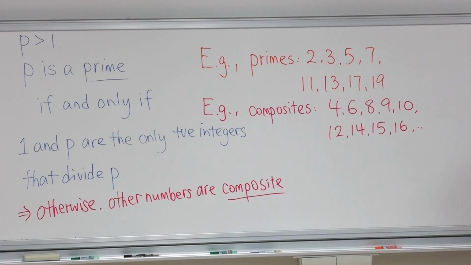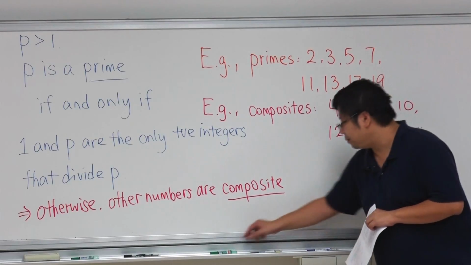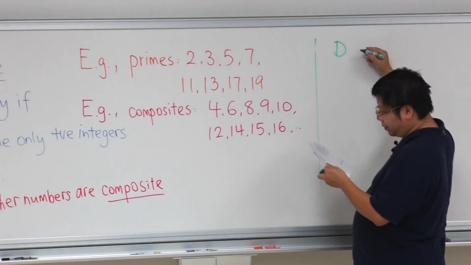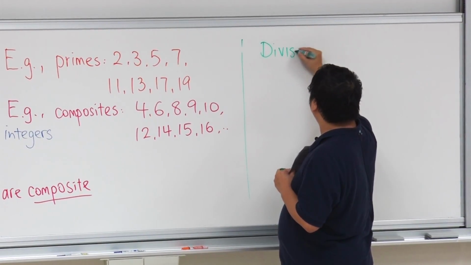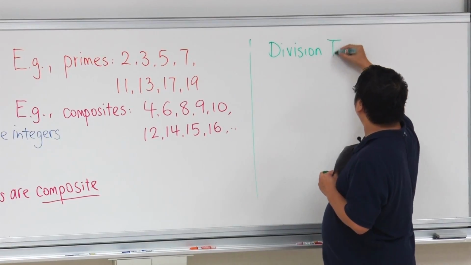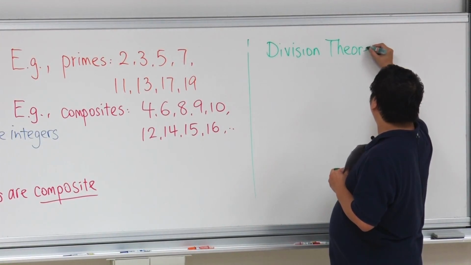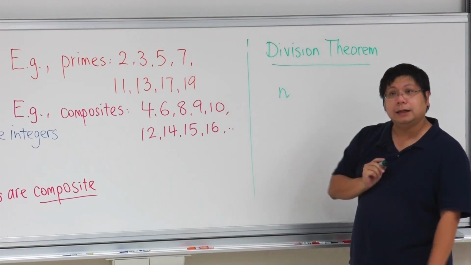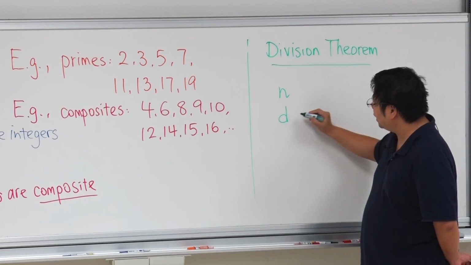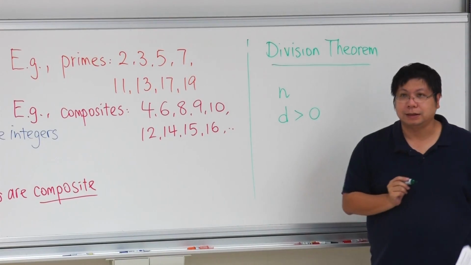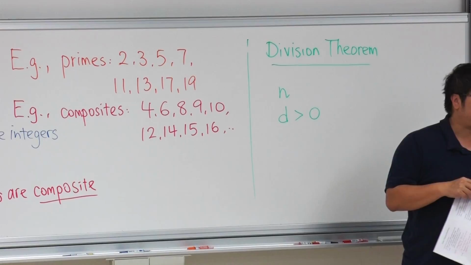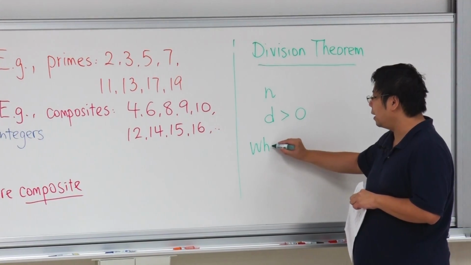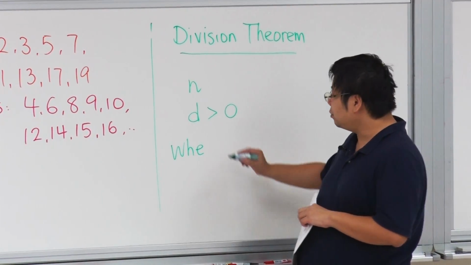very useful. This theorem is the division theorem. So the division theorem says, let's say n is an integer, and d is some number greater than 0. What happens when n is divided by d? When n is divided by d, there will be a unique quotient and a unique remainder.